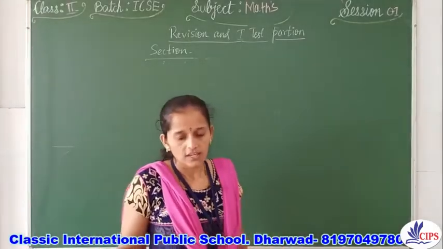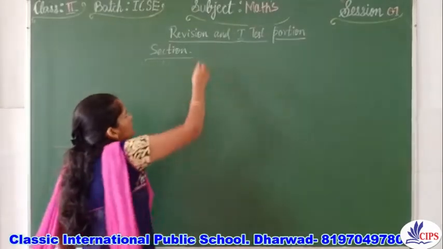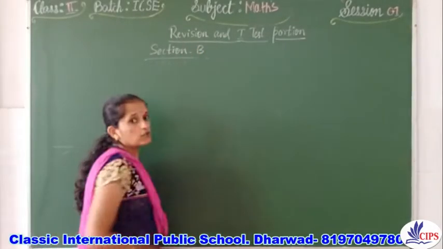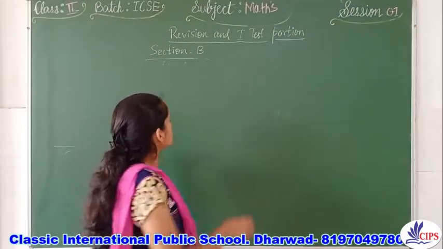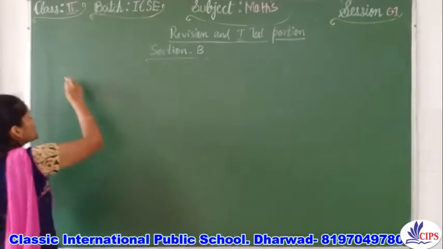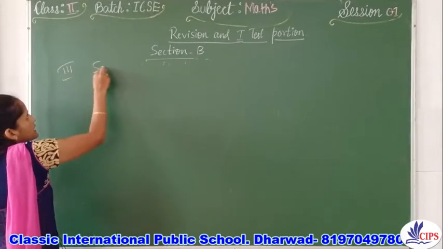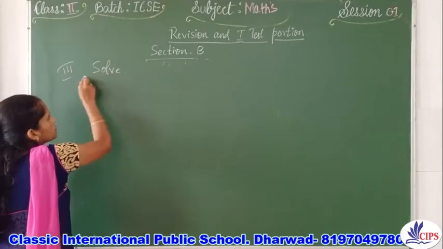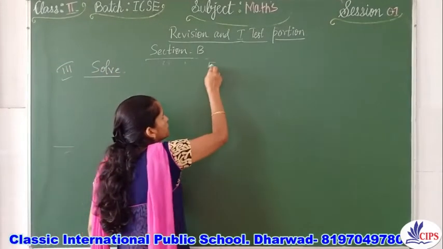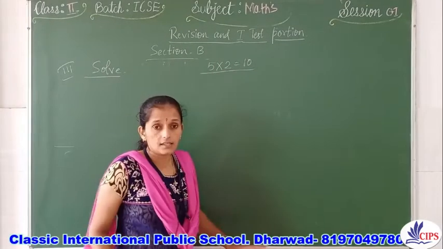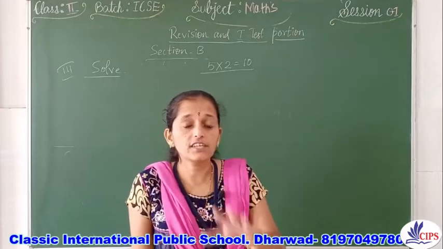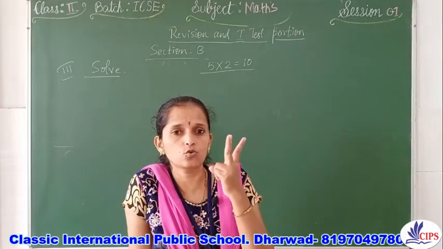So now you have section B. Okay, section B, that is you will be having problem solving. This time, the third main part, we are in section B, only solve. You will be having 5 questions of 2 marks. Here you will have 5 questions, each of which carries 2 marks.